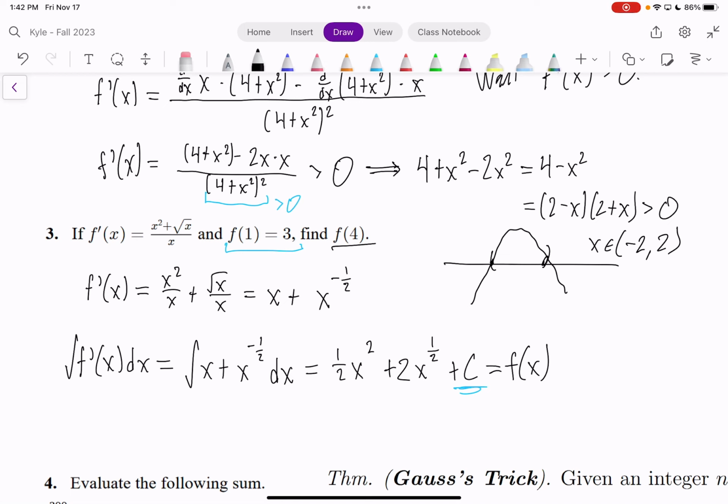Oh, I forgot to turn this around, by the way. I normally turn this around for you guys. There you go. Awesome. Okay. Thank you for catching that.